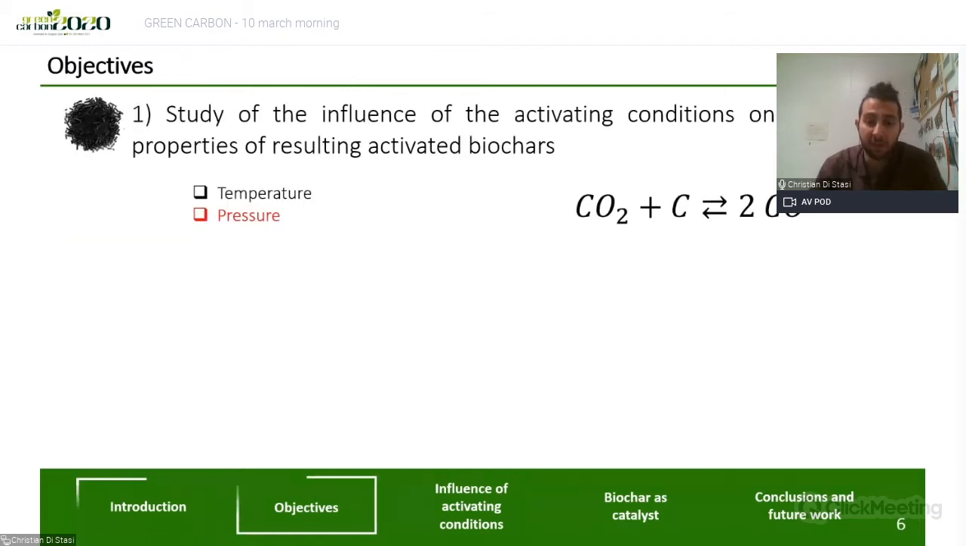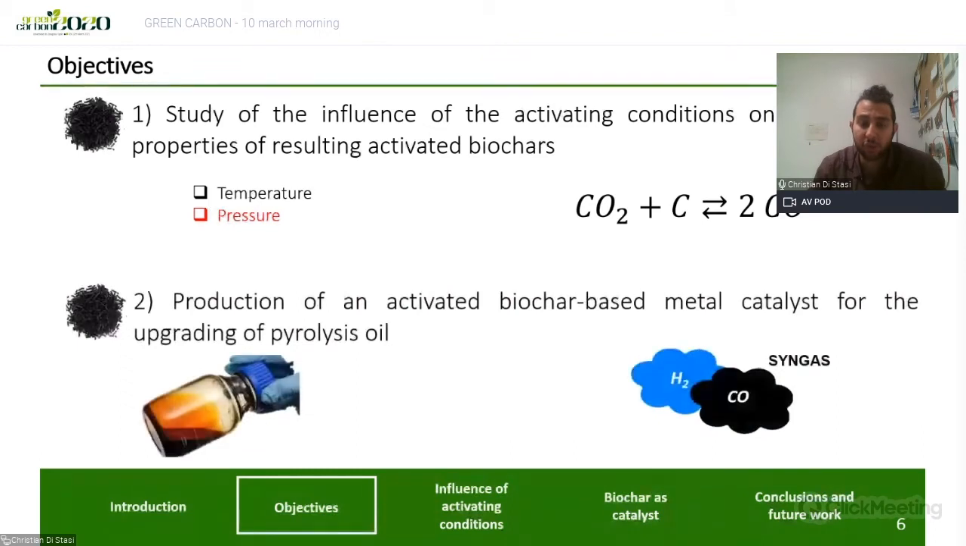So the main objectives of my work that I'm going to present are two. The first one is the study of the influence of activating conditions on the textural properties of the resulting activated chars, studying the temperature, but in particular the pressure, which was never reported so far. And then we chose one of the best activated carbons to be employed as catalytic support for the upgrading of the pyrolytic oil.